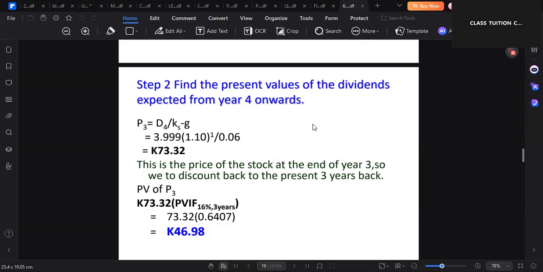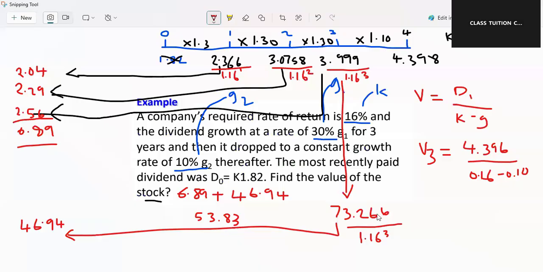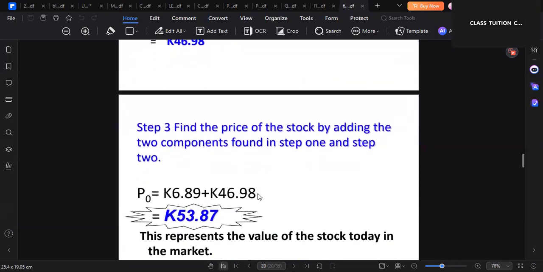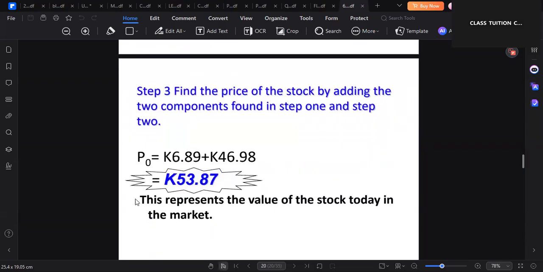But this is the value of stock as at year 3. So in this year 3, we found 73.26. So we discount this one again because it's in the third year, backwards. So that 73 can be broken down and taken to the present value now as what? 46.96. Then you add those two, the first phase and the second phase. So when you add them, you calculate the value of stock today in the market. I hope that is clear now.